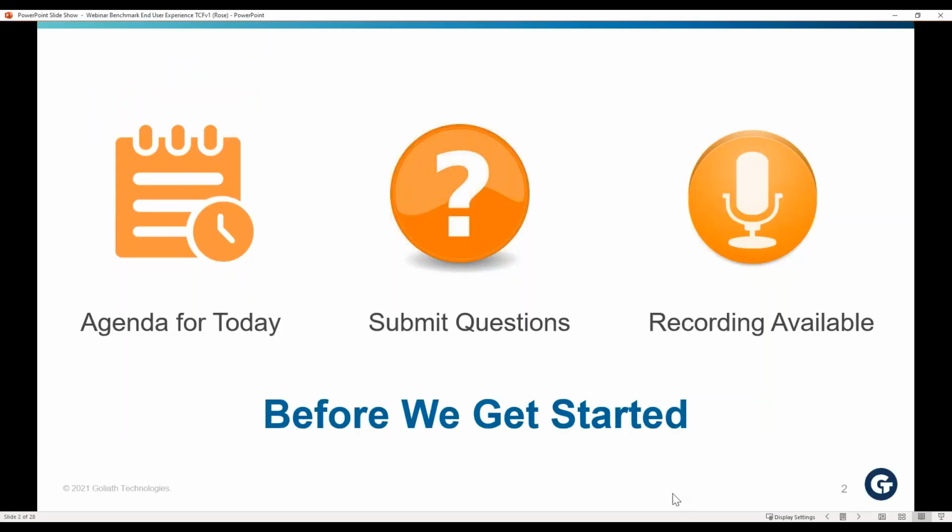So while we wait for a few more people to join, I wanted to go over a couple of housekeeping items before we dive into the content. In terms of an agenda today, we're going to be focusing on some of the common use cases that exist when it comes to benchmarking end user experience analytics. We'll then explain why benchmarking is hard. We'll talk through the criteria that you should think about when picking a technology and the services to assist you with benchmarking. And finally, we're going to end with a use case and really talk about an organization that went out to benchmark end user experience, the data that they used, and how they achieved it.